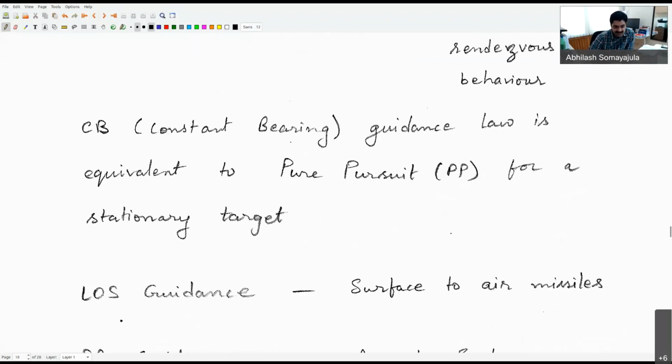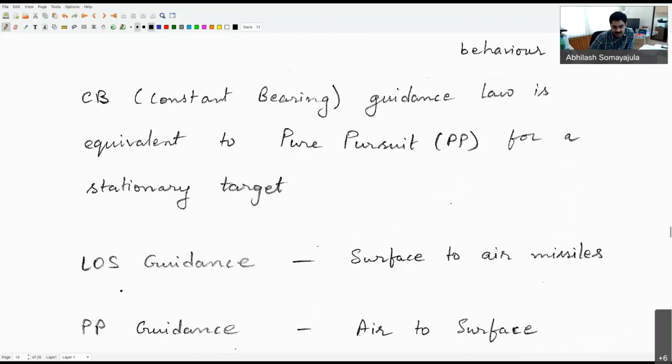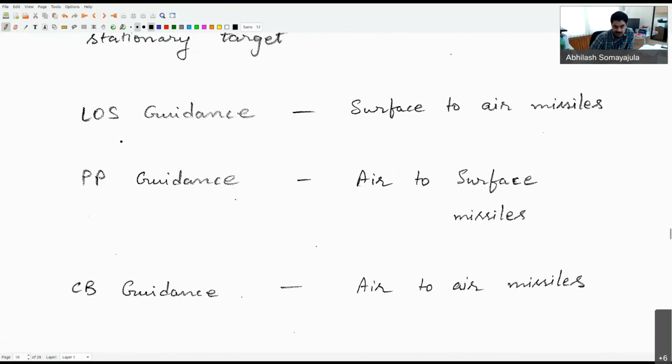As I said, the constant bearing guidance law is the same as pure pursuit for a stationary target. So we have looked at three different guidance laws: one is the line of sight guidance, one is the pure pursuit guidance, and one is the constant bearing guidance. And they all came mostly from the defense sector.